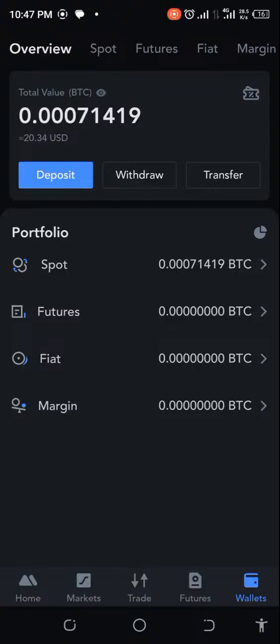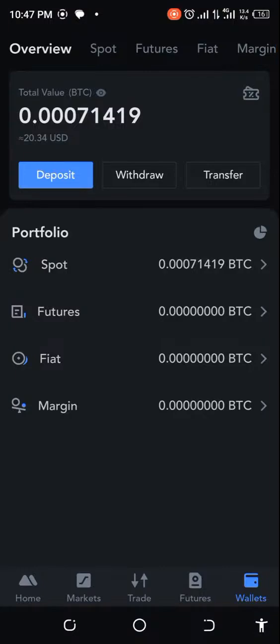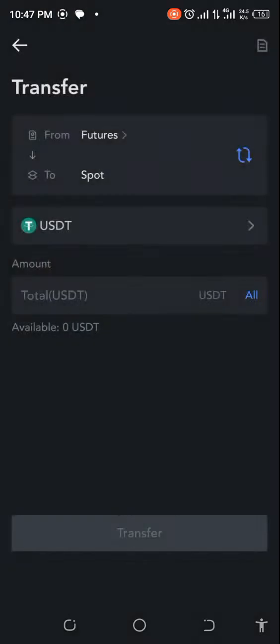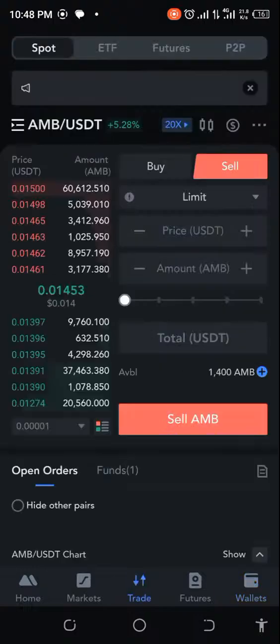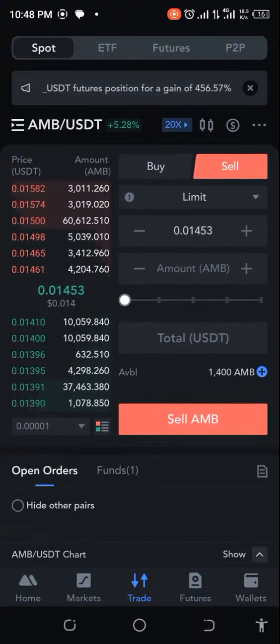Okay, it looks like it has arrived. As you can see here, 20.34 USD. So let's click on transfer so that we can make sure that we have it in our wallet. Everything is in spot. Let me see. Is it already in spot? I'm trying to get it. Okay, maybe I'm wrong. Let me check that. Oh, sorry. Let's go back and see whether we actually have it. It looks like we already have it. Do we? Let me check to be sure. Oh, yeah.